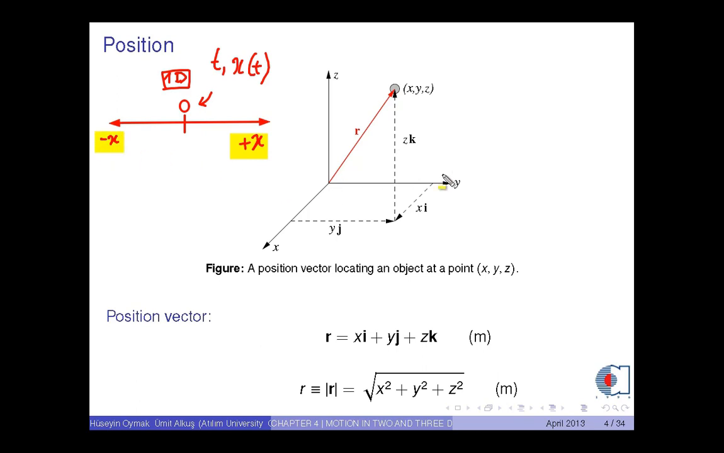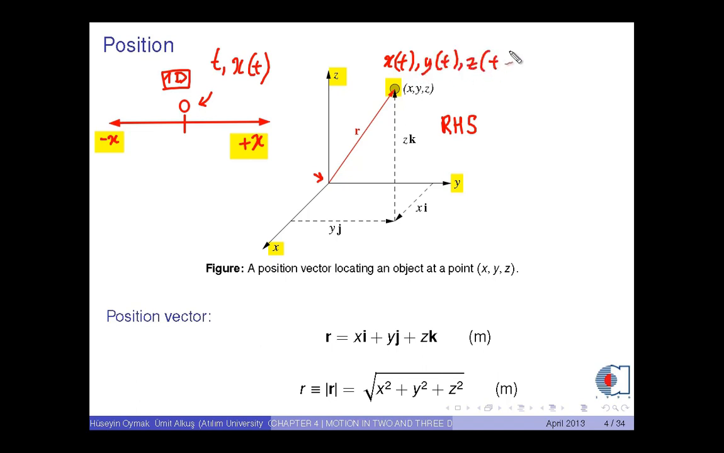Now consider an object at any time moving in 3-dimensional space like this. Here we have 3 separate 1-dimensional motions, namely the x-axis, y-axis and z-axis. Remember that this is the right-handed rectangular coordinate system. If we specify the origin as this point, the position of the object will be x of t, y of t, and z of t.